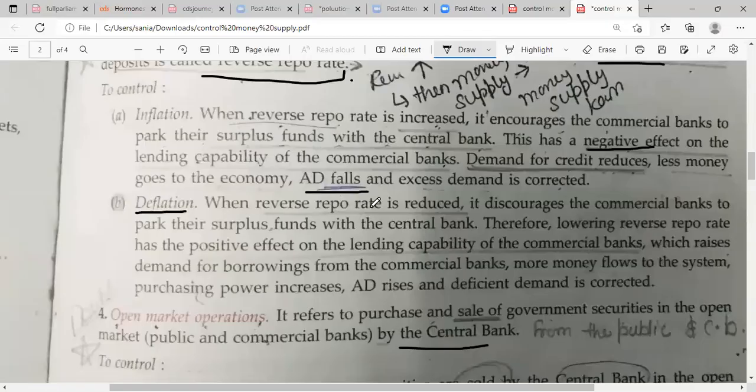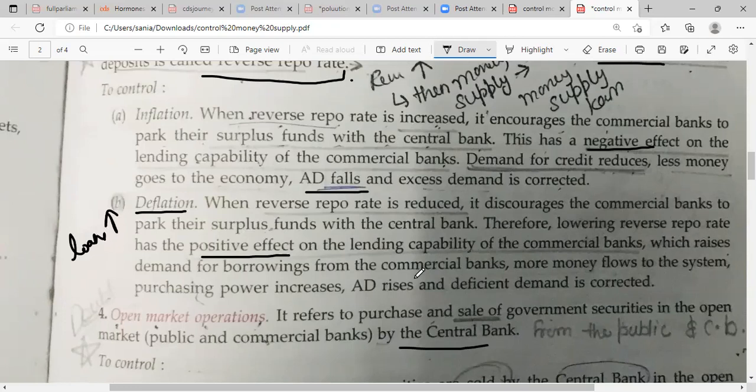So when reverse repo rate is reduced, it discourages the commercial bank from parking their surplus fund with the central bank. Why does it discourage? Because he reduced the interest rate. So why would I keep the reserve if I am not getting a good interest rate, right? Therefore, lowering reverse repo rate has a positive effect. Positive effect means earlier the central bank was not giving loans, but now he will give loans. So that will be a positive effect on the lending capacity of commercial banks.